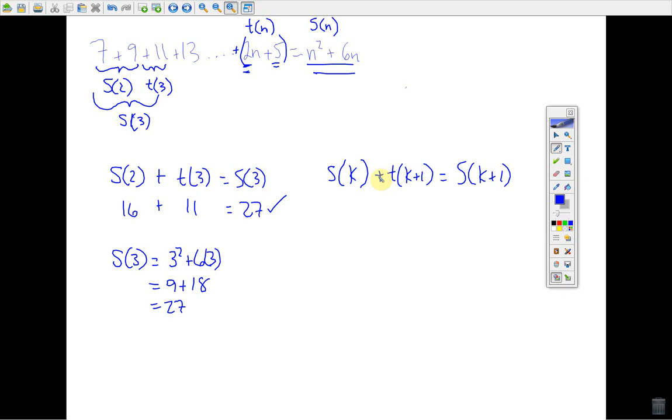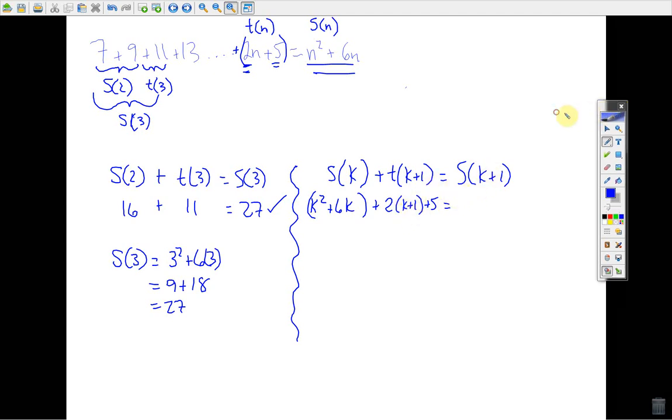Let's test this algebraically now. So S of k, I'm going to go to my S of n equation and plug in k for n. So wherever there was an n, I'm going to plug in a k. So this becomes k squared plus 6k. T of k plus 1, I go to my T of n equation, and I put in k plus 1 wherever there was an n. So instead of it being 2n plus 5, it's going to be 2 times (k plus 1) plus 5. Don't forget your parentheses, those are important. And we want to show that this equals S of k plus 1.